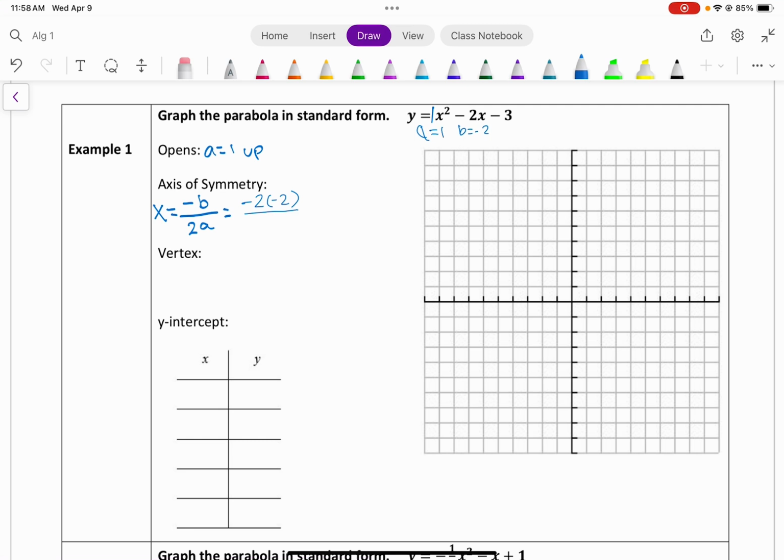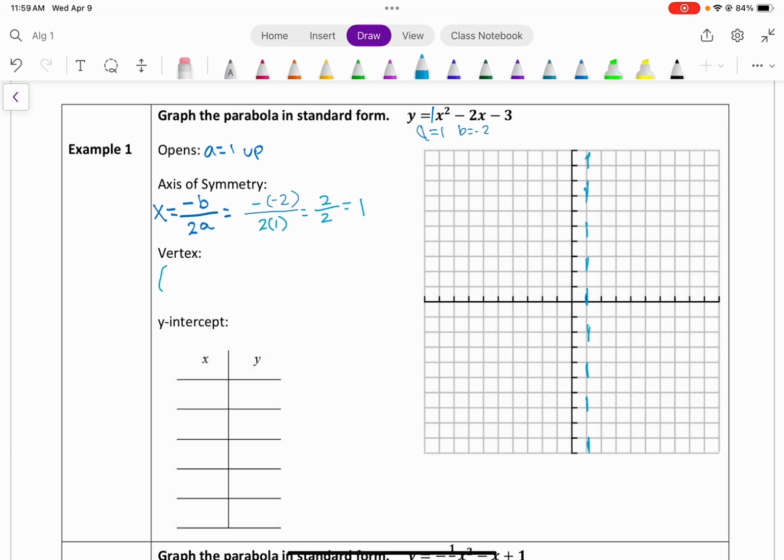So this will be a negative times a negative 2 divided by 2 times 1. Now be careful with your signs, right? Since it's a negative 2, that's going to change to a positive 2. And then we know 2 times 1 is 2. 2 divided by 2 is 1. So our axis of symmetry is 1. I'm going to sketch that on my graph. So I know my parabola will be symmetric around this line. In other words, this line is cutting my parabola in half.